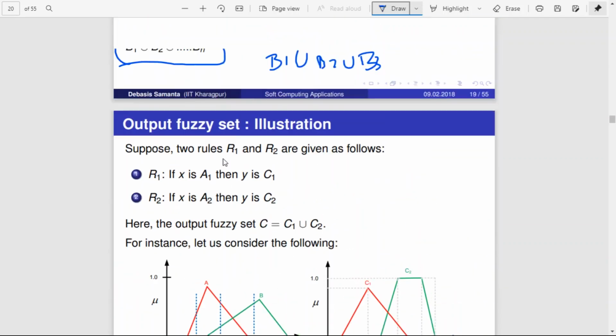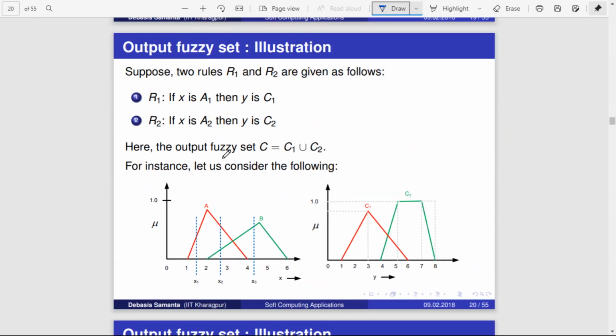Here is an example for that, which is similar to the first one which we have discussed. Assume there are two rules, rule 1 and rule 2. Rule 1 says that if X is A1, then Y is C1. Rule 2 says that if X is A2, then Y is C2. So X can take values from either A1 or A2. This is not B, this is A2, and this is A1. When X lies between 1 and 4, it takes values from A1. When X lies between 2 and 6, it takes values from A2. But when X lies between 2 and 4, it takes values from both A1 and A2.